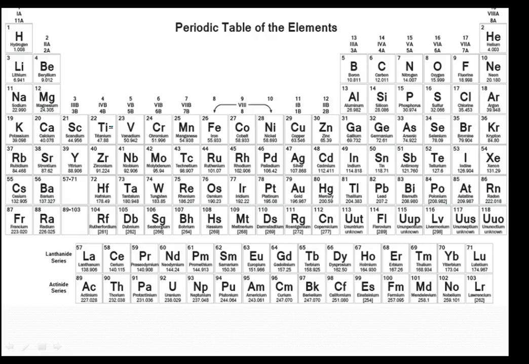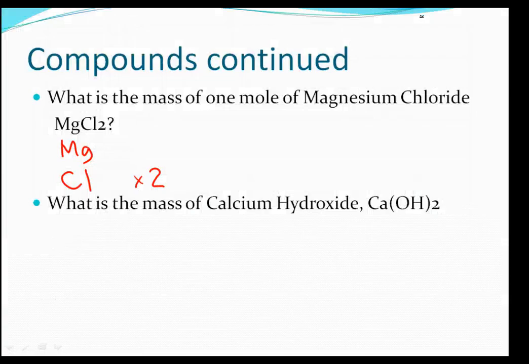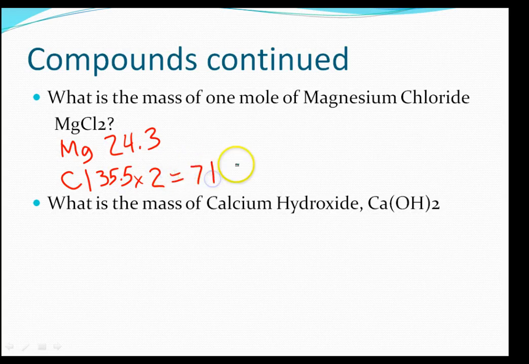So my magnesium is 24.3, and my chlorine is 35.5. When I multiply the chlorine by 2, I get 71, and the magnesium is just 24.3. So when I add those up, I get 95.3 grams. That's how much 1 mole of magnesium chloride weighs.